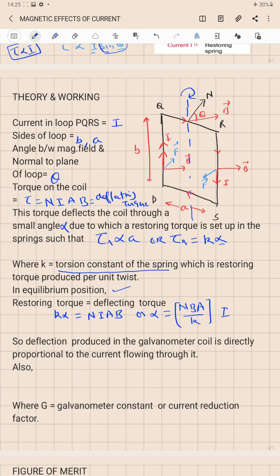Their values, once fixed, cannot be changed. So this is a constant. This indicates that alpha is directly proportional to I. That means any deflection produced in the coil is directly proportional to the current flowing through it.